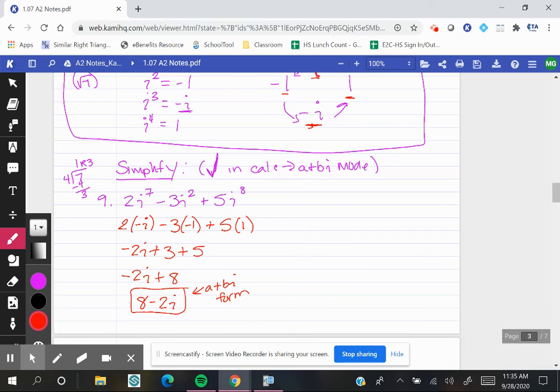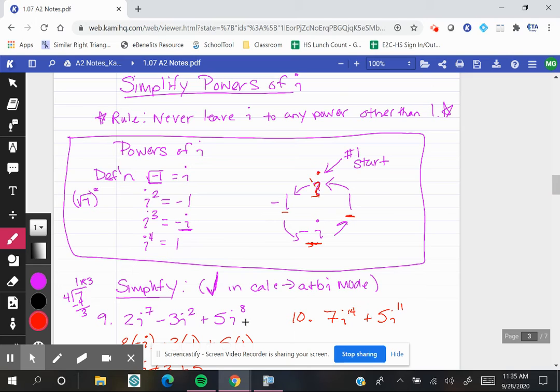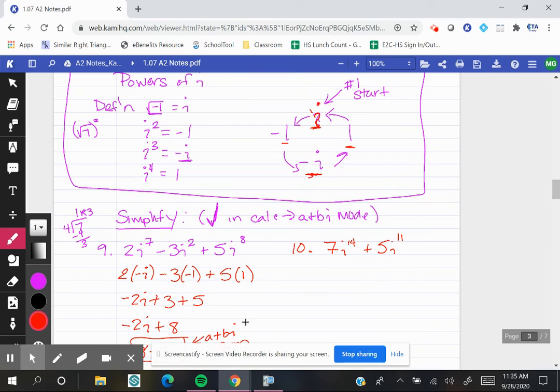But you are more than welcome and encouraged to check it in your calculator so you know you got it right. The more you can check in the calculator, the better. The next one is 7i to the 14th plus 5i to the 11th power. So pause the video here, try to count using your i circle for each one. You're going to start here and count to 14, and then show your substitution. Do the same thing for i to the 11th power, start here and then count to 11, show your substitution, and then check it in your calculator.